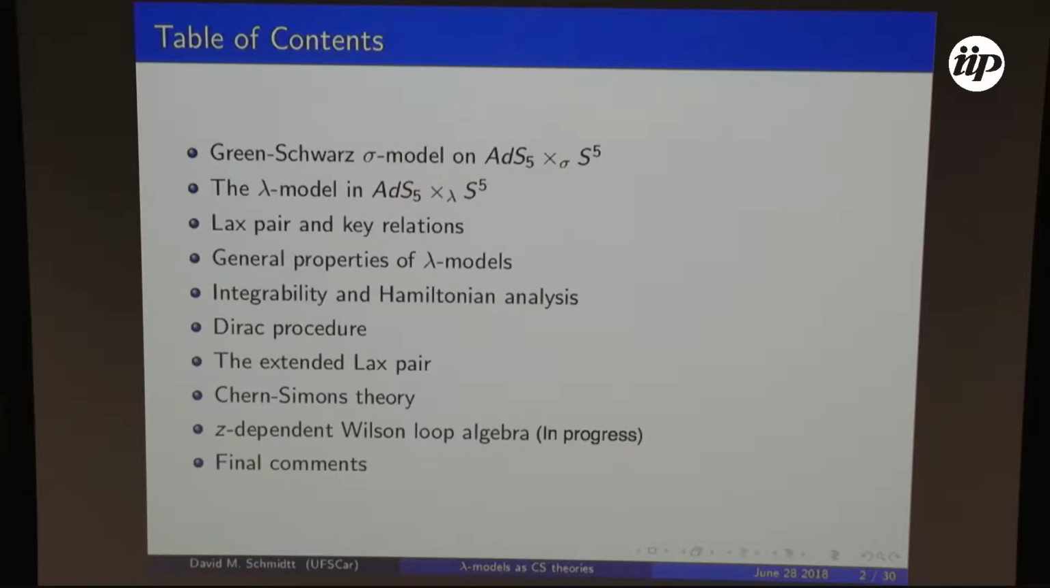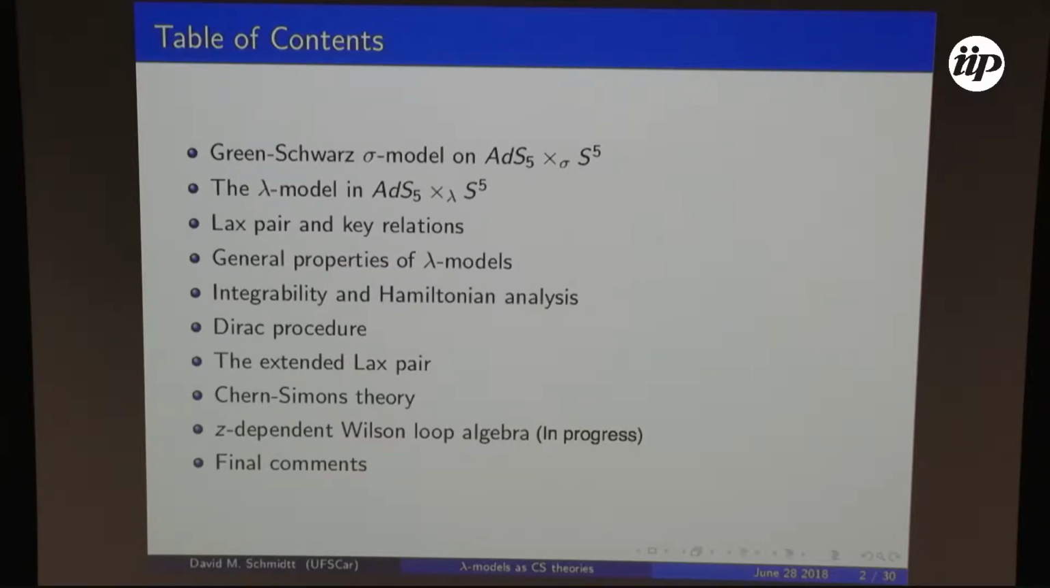Okay. So first of all, I would like to make some comments about the Green-Schwarz sigma model on AdS5 cross S5, just to set the notation and the algebraic structure behind. Then I move to the introduction of the lambda model itself, and show you how we can connect both theories. Then I would like to present some key relations that suggest the connection with the higher dimensional theory.